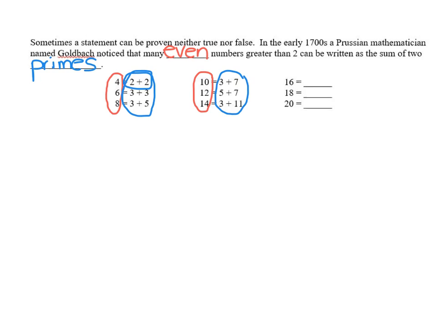Take a moment and pause the video. See if you can come up with some examples for 16, 18, and 20. And there's a few examples. 16 can be written as 13 plus 3, 18 can be written as 11 plus 7, and 20 can be written as 13 plus 7. And you might have had a different example for each of those, and that's okay. There were several of them that worked.